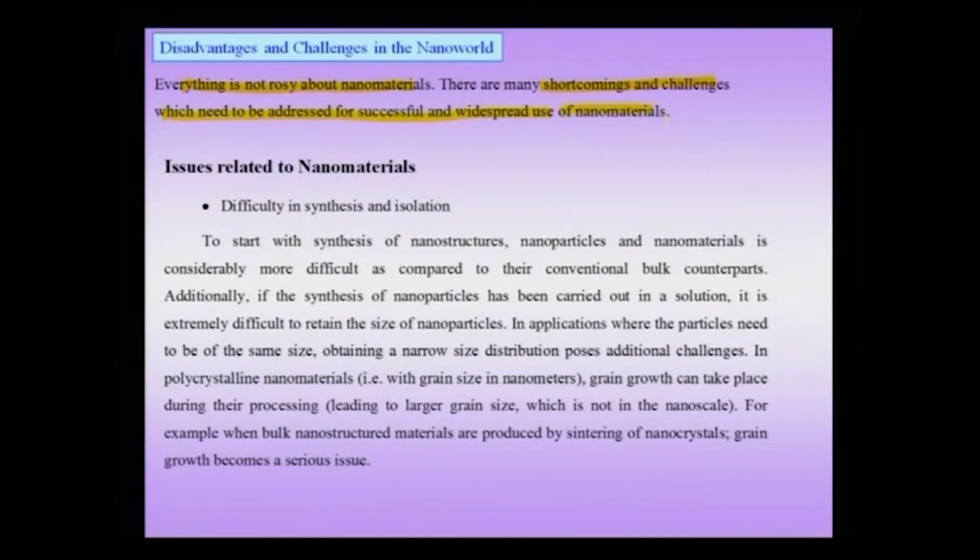So what are these challenges? Well, let's list them. The issues related to nanomaterials are, first and foremost, difficulty in synthesis and isolation.